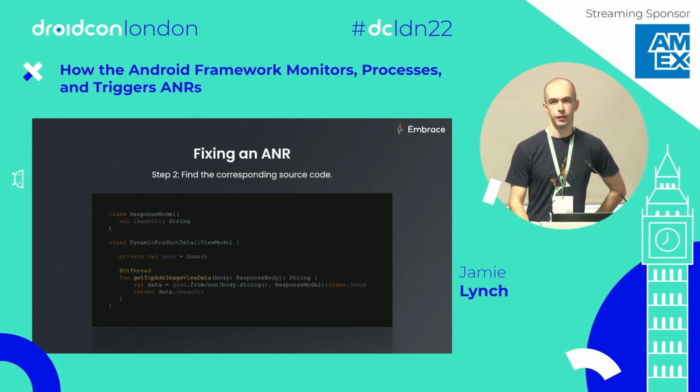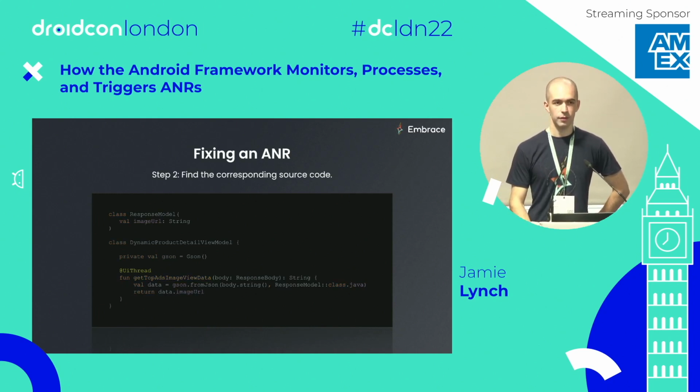Step two of fixing an ANR would be to find where that is in the source code. We have an example here, which is quite simplified, but we have a view model which is doing some JSON serialization on the main thread, which seems fine, right? But in reality, this response model might be really complicated. It might be hundreds of kilobytes, for example. And lower end devices that have multiple other apps running might not be able to serialize that very fast. So you might be adding on perhaps seconds of time.